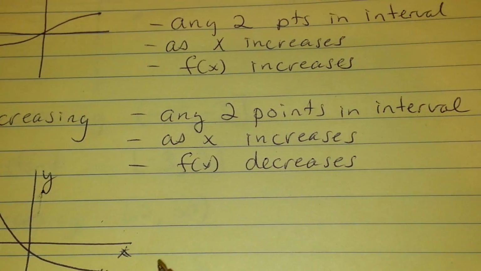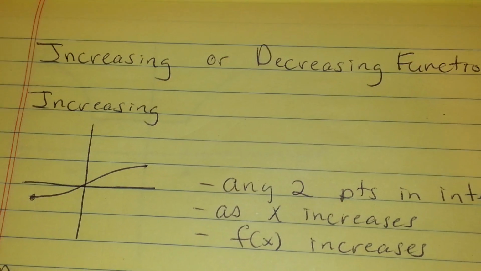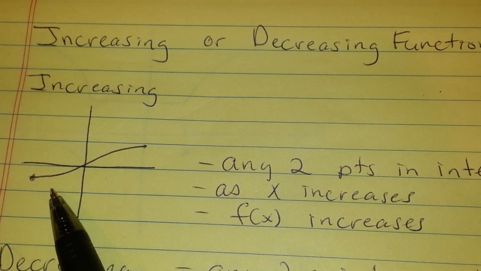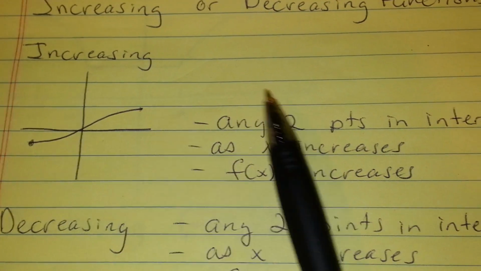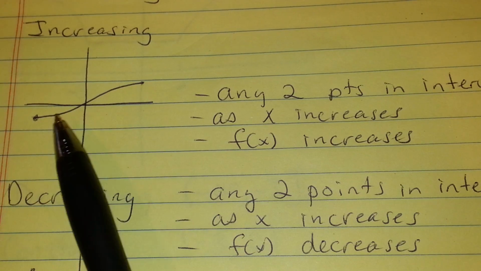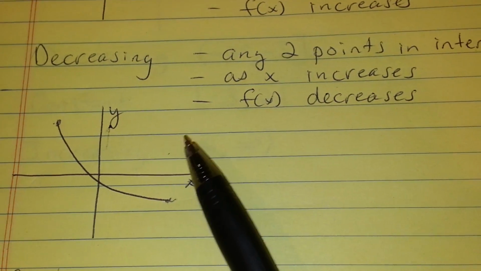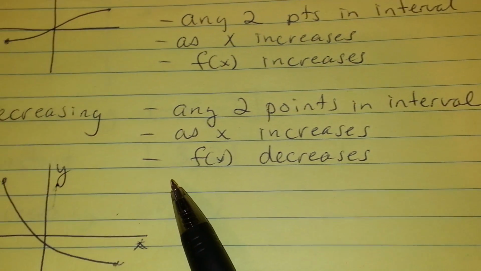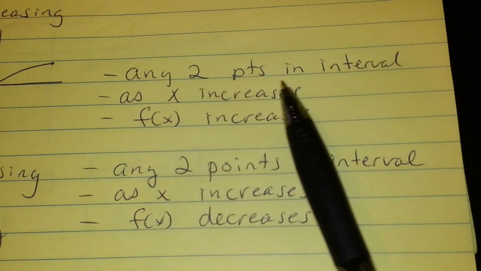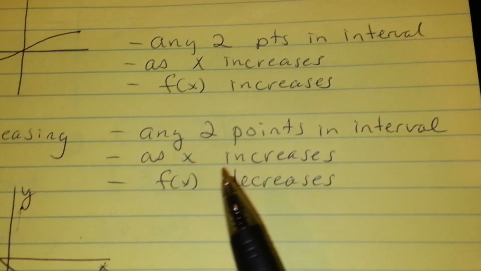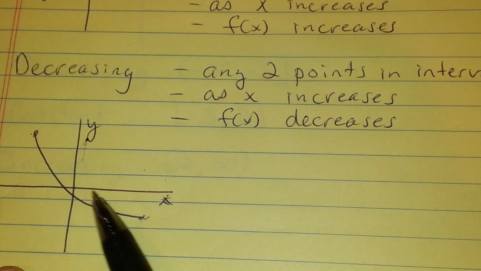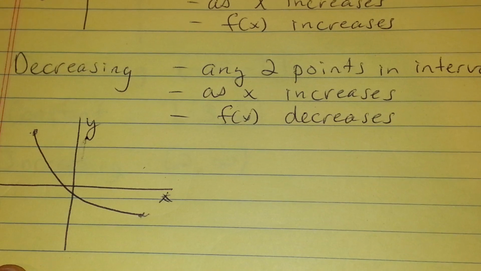Something within a function, something between 2 points. Between these 2 points, obviously this is increasing because as x increased, f of x increased. So in a graph, it's decreasing between any 2 points in an interval. Between any 2 points in an interval, as x increases from left to right, obviously here f of x decreases, so between these 2 points that's decreasing, okay?